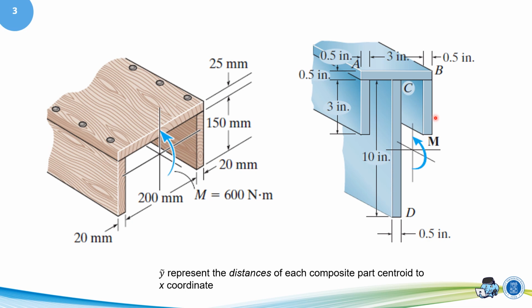We can solve the location of the natural axis by using this equation, where the location of the natural axis is equal to sigma y bar multiplied by A divided by sigma A, where A is the area of the composite part and y bar represents the distance of each composite part centroid to the x coordinate.